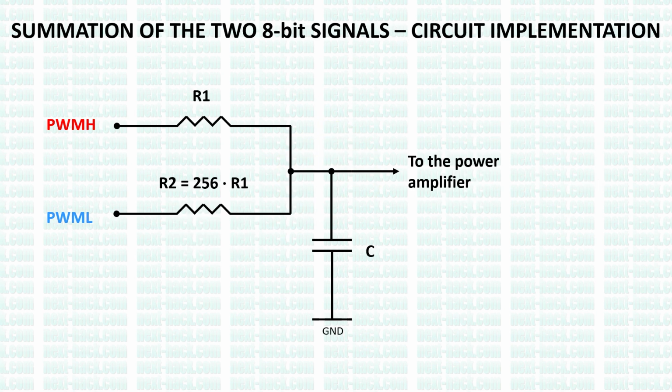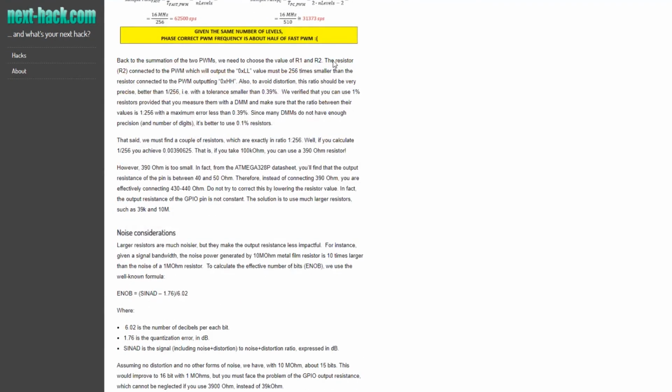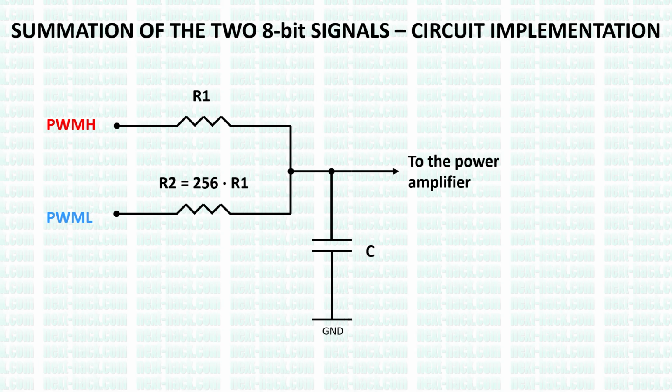To do this, we need two precision resistors, one being 256 times the other. On our website, you will find all the details. After the two PWM signals have been summed, we use a simple filter and an op-amp to drive the earphone.